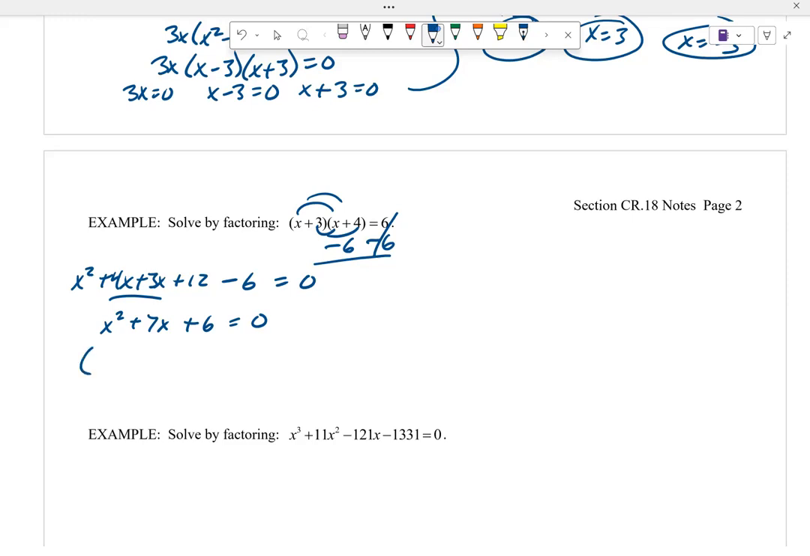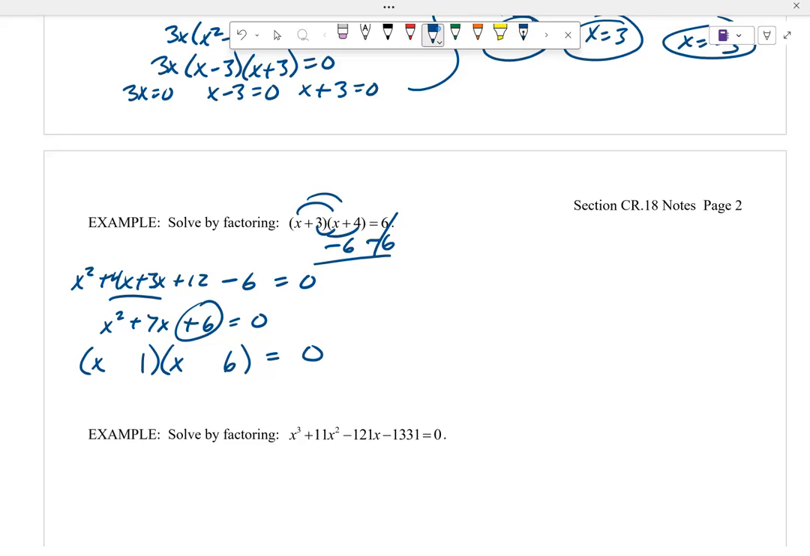So I'm looking at that x squared, so I got x and x. Look at that first term, right? I like the backwards FOIL. That's how I like to factor. Now I'm looking at that 6. I'm like, well, I gotta use factors of 6. Am I going to use 2 and 3, or 1 and 6? Yeah, hopefully you're thinking, let me try 1 and 6. And it's a positive 6.